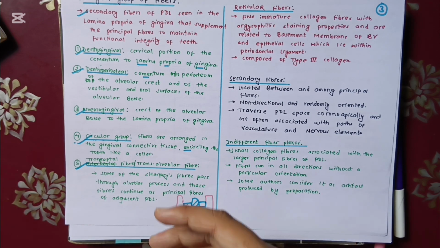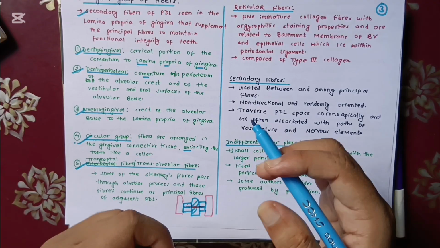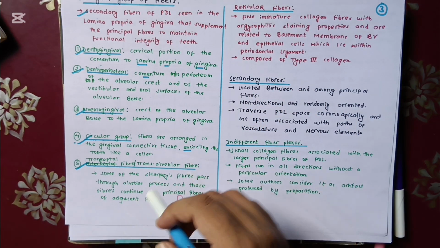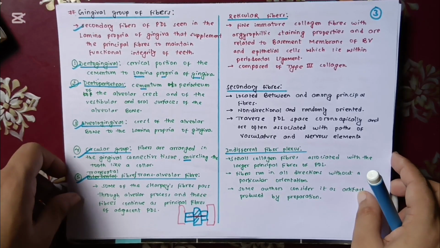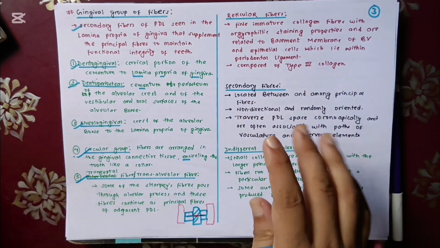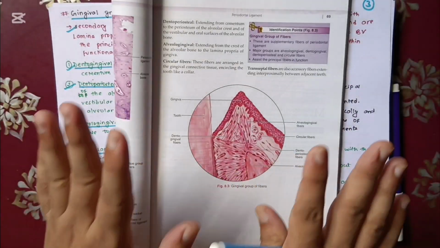This is the transseptal or transalveolar fiber, where trans means throughout the alveolar bone. The name also signifies the same thing, so you should remember in such a pattern. Dentogingival, dentoperiosteal: you can just imagine it this way.